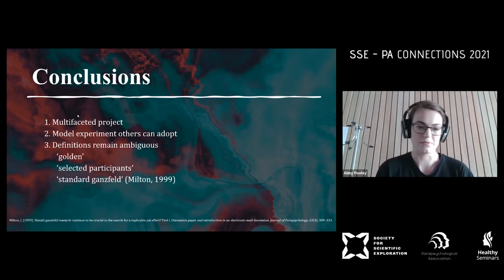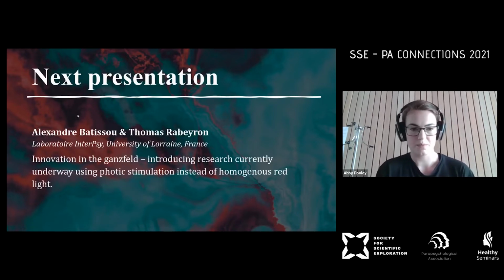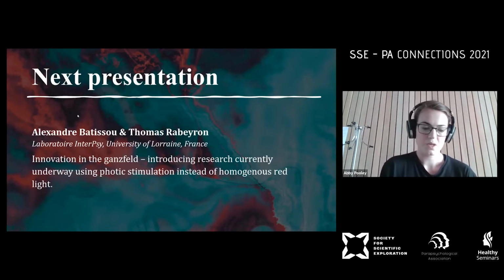There is still no one single definition of the standard protocol of the Ganzfeld, and this has been highlighted since 1999 with Milton's database. And this is perhaps something to think about with the next presentation by Alexander, who is using a new technique in the Ganzfeld, and I will let him take over.